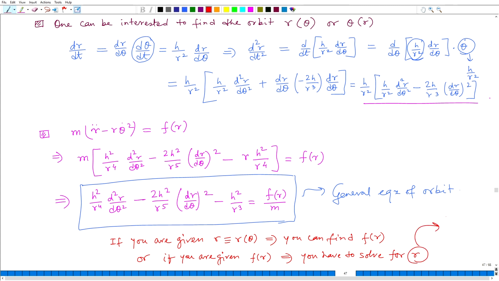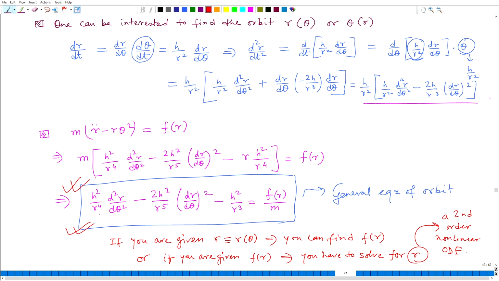You have to solve a second order nonlinear ODE in r and theta, and which is not necessarily very easy to solve. Okay. So, the question is, can we actually do something more interesting so that things are easy? Okay. One possibility, I am just telling you that this is not useless in general.